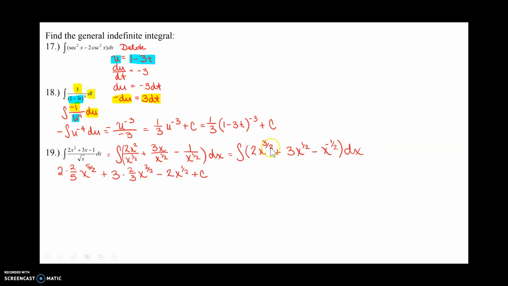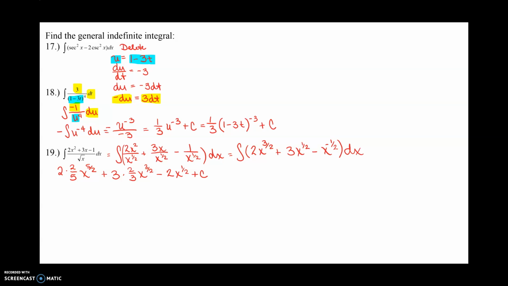So for your antiderivative, you've got your 3/2, add 1 to that, that would be 5/2. And then divide by 5/2. Dividing by 5/2 is the same thing as multiplying by 2/5. So there's the 2 that we already had out in front, and then our 2/5 x to the 5/2. For the next piece, x to the 1/2, add 1 to that, and that would be 3/2. And then dividing by 3/2 is the same thing as multiplying by 2/3. So there's the 3 that you had out in front, and then there's our 2/3 x to the 3/2. And then we had x to the negative 1/2, so add 1 to that, that would be x to the 1/2. And dividing by 1/2 is the same thing as multiplying by 2, so there would be our 2x to the 1/2. And then don't forget your arbitrary constant, your plus c.